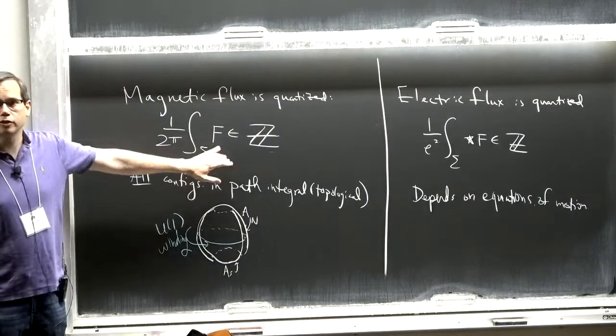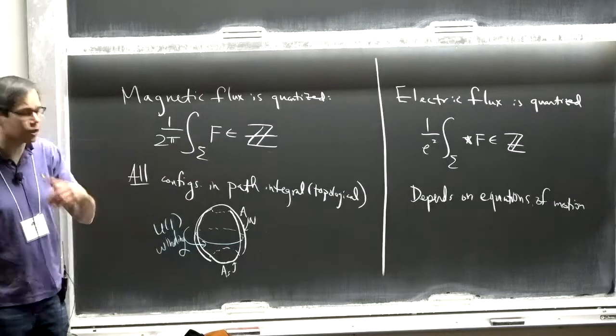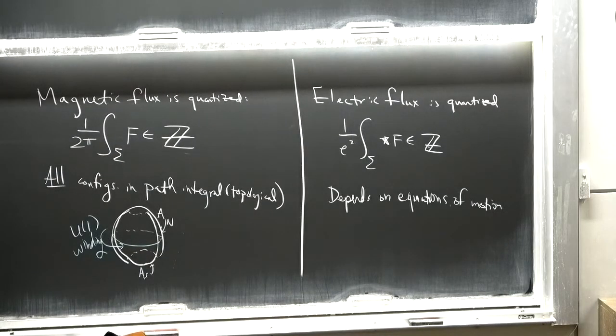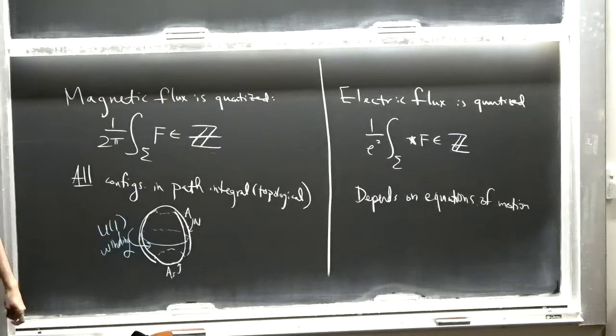So the integral of F over a two-dimensional surface divided by 2 pi is an integer. And what I was emphasizing at the end was this is valid for all configurations in the path integral. This is a topological constraint.